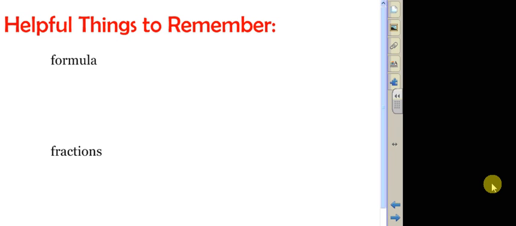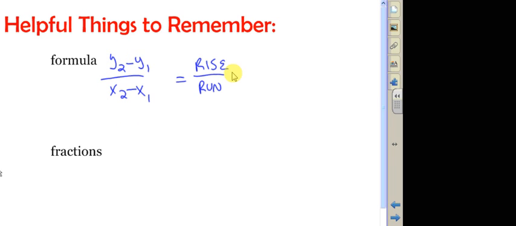Alright, a couple things that you need to remember about slope. First is the formula. You can't do anything without the formula. The formula is y2 minus y1 over x2 minus x1. Remember, we sometimes remember it as the picnic table with the yummies on top. Or it's rise over run. That's also a helpful way to remember it.